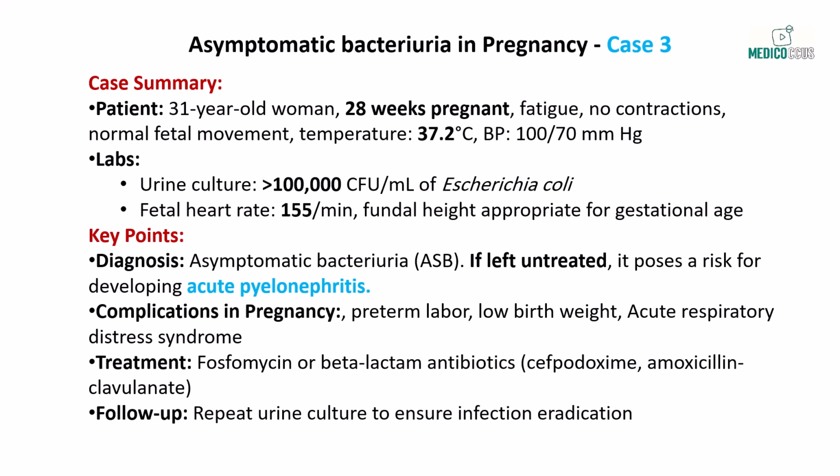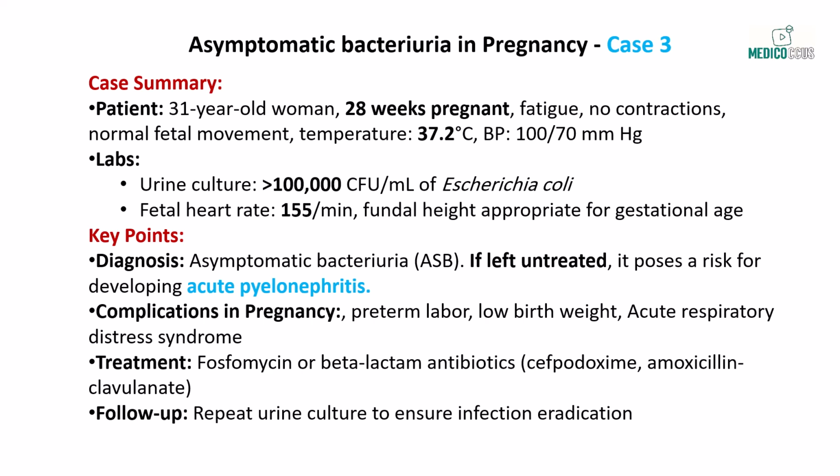So, why does ASB increase the risk of pyelonephritis in pregnancy? The simple answer is that during pregnancy, elevated levels of progesterone lead to smooth muscle relaxation and dilation of the ureters. This allows bacteria to ascend from the bladder to the kidneys, increasing the likelihood of developing an infection in the renal parenchyma. Escherichia coli, the organism found in this case, is the most common culprit.